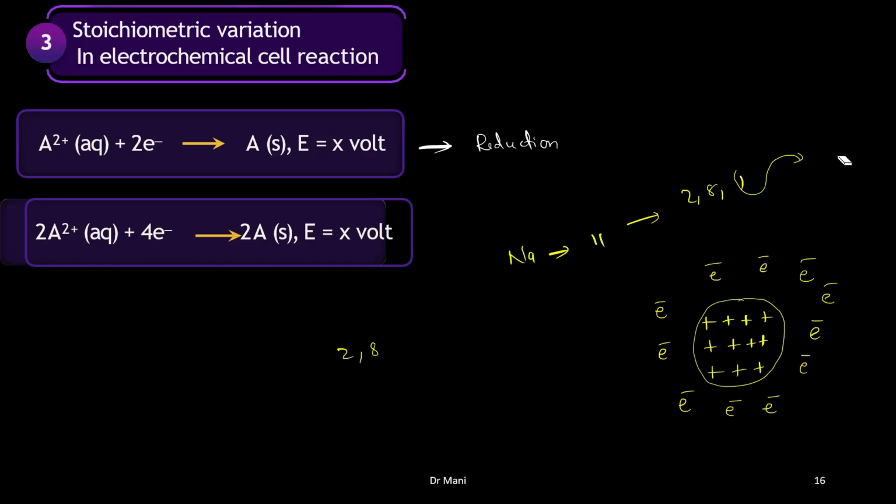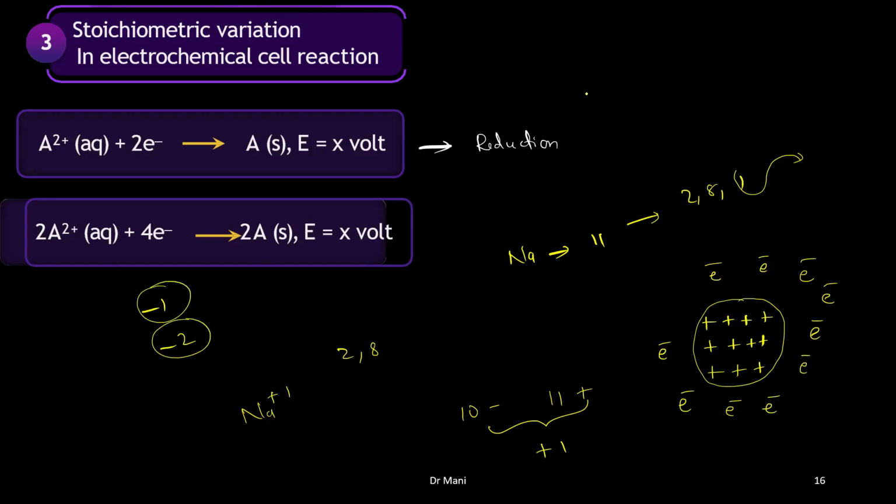That's a stable configuration. But as it is losing 1 electron, there are now 10 negative charges and 11 positive charges. So the net resultant charge is +1. That's why when sodium loses 1 electron, it becomes Na+. In the same way, when 2 electrons are taken, you will get -2. If 1 electron is taken, you will get -1 charge. Why? Because the number of electrons is more than the positive charge, so it makes a -1 or -2 charge.